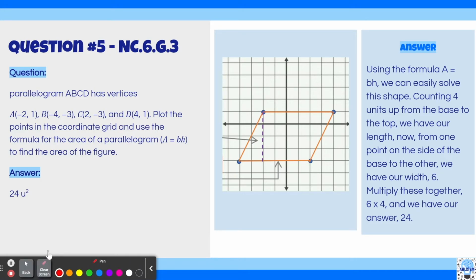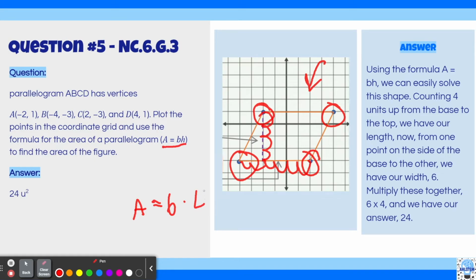So I kind of gave it away with this diagram here, but that should have been pretty easy to get in the first place. So -2, 1 is this point, -4, -3 is this point, 2, -3 is this point, and 4, 1 is this point. So the formula for a parallelogram is area equals base times height. Okay, so how long is our base? I see 1, 2, 3, 4, 5, 6. And our height is 1, 2, 3, 4. 6 times 4 is 24.